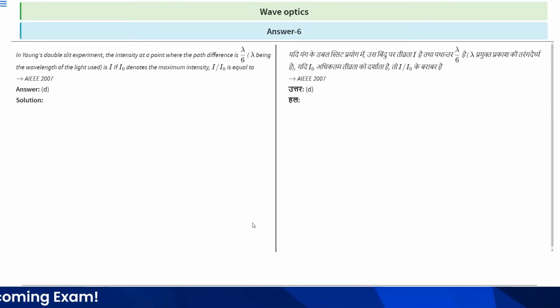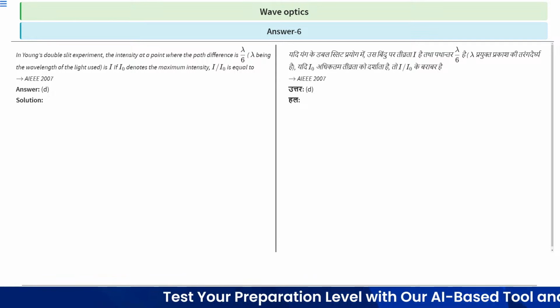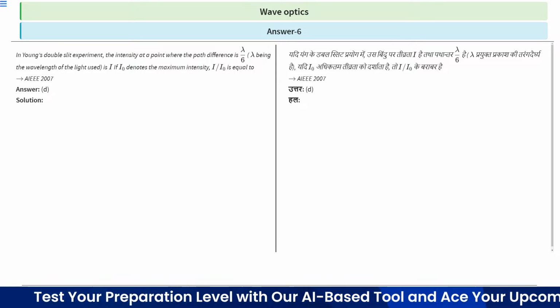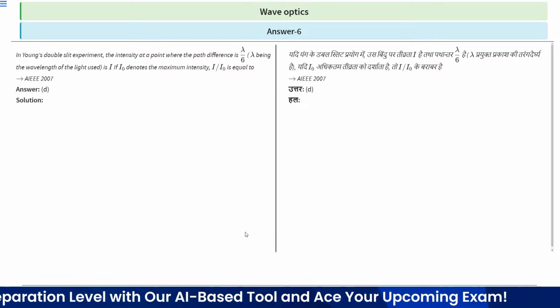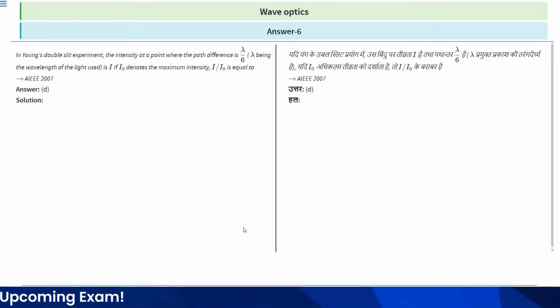So, in Young's double slit experiment, the intensity at a point where the path difference is lambda by 6, lambda being the wavelength of the light used, is I. So, I is the intensity. If I naught denotes the maximum intensity, I divided by I naught is equal to what? So, we have to find I divided by I naught.